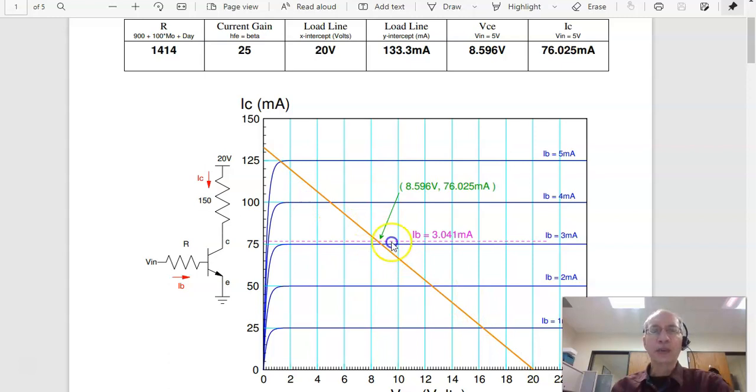To find the operating point, find the base current. Vn is going to be 0.7 volts. Again, this is a diode, 0.7 volt drop across the diode, over R gives you IB. IB is 3.04 milliamps, times beta gives you 76 milliamps. That's the current that I'm commanding. Where that intersects my load line is my solution. So my solution is right here, 8.5 volts, 76 milliamps.